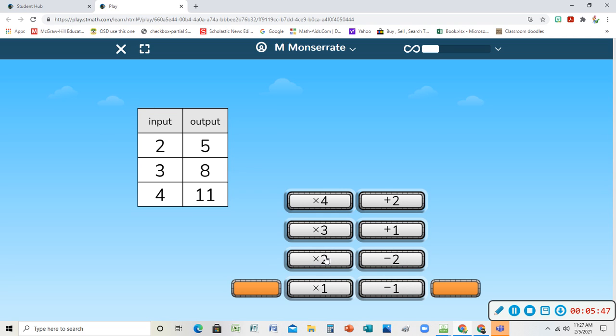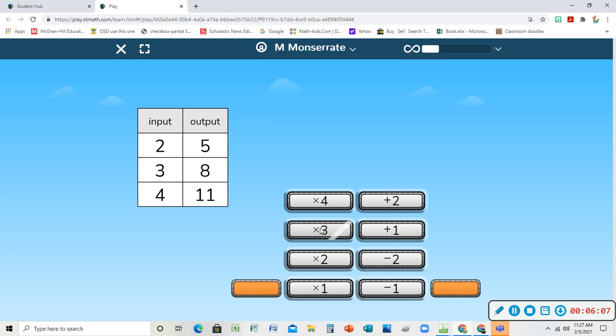How about 2 times 2? So that would be 4 plus 1. That would work, right? So let's try it on the next problem. 3 times 2 would be 6 plus 1 is 7, not 8. So that one's not going to work either. So now I'll go to the next number.